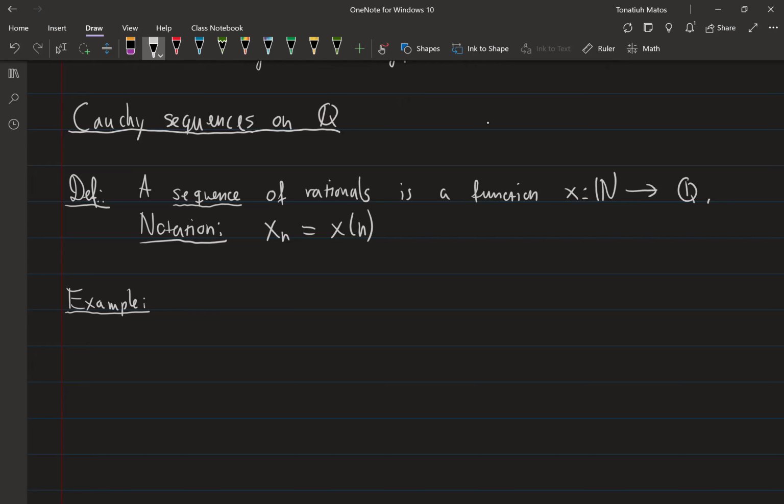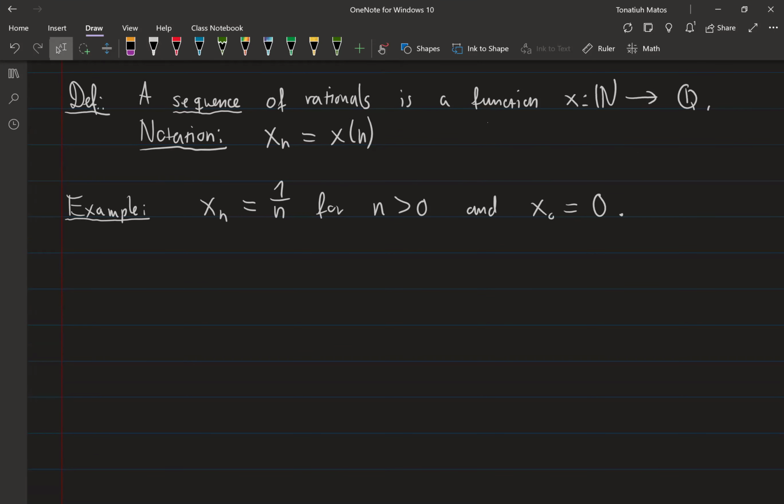So what is an example of a sequence of rationals? Well, you can have something like this, I guess. You can start x of n, or equivalently x sub n. You can define it as 1 over n. That is rational, because n is a natural number, and 1 divided by a natural number. Okay. For n positive, and x sub 0, let's just say that this is 0, right? So this is a sequence. It's a sequence of rationals.